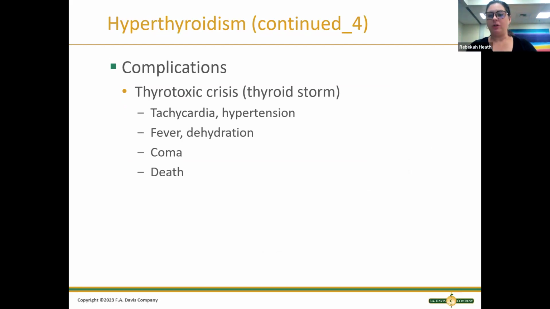So you get into what's called a thyroid storm or a thyroid crisis. Our heart rate is too high, blood pressure is too high, you've got a fever, dehydrated. Eventually, these people could enter a coma and death. So it is something we need to treat urgently.